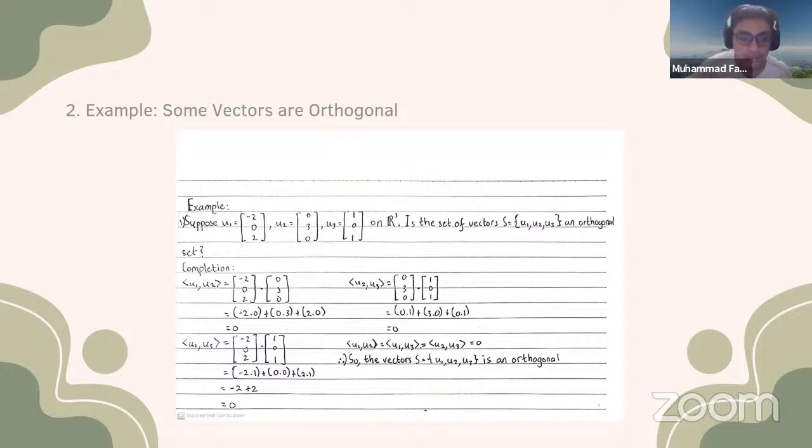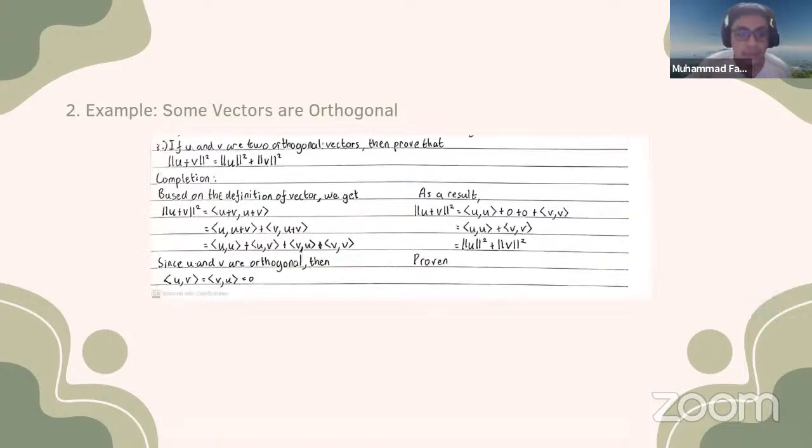The same goes for the inner product of u1 and u3, which equals (-2, 0, 2) dot (1, 0, 1), and the result is 0. And for the inner product of u2 and u3, the same goes, the result is 0. So we have the inner product of u1 and u2 equals the inner product of u1 and u3 equals the inner product of u2 and u3 equals 0. So the conclusion is that the set S is an orthogonal set. The next one.